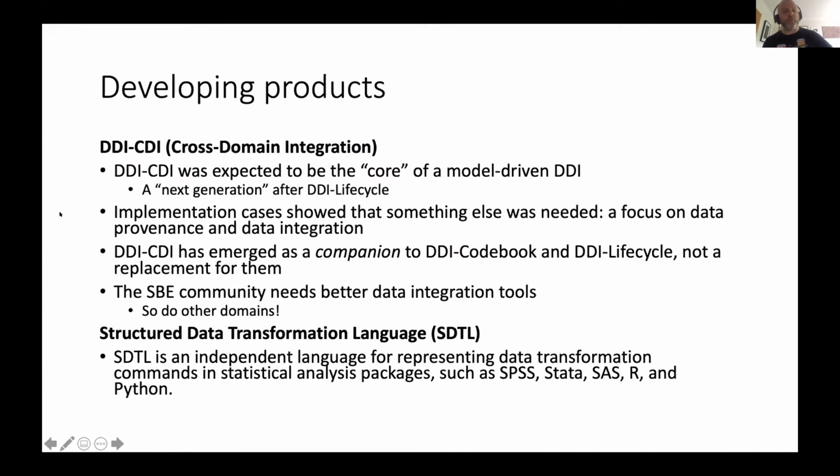The more recent development we've been doing is in what we call the CDI, the cross-domain integration, which was originally intended to be our next wave. So Codebook led to Lifecycle, and then progressively we were thinking CDI was the next thing. But what we actually found is that we've developed it as a companion instead, to better support machine-actionable data integration as well. So this is really tying in on the interoperable element of FAIR.